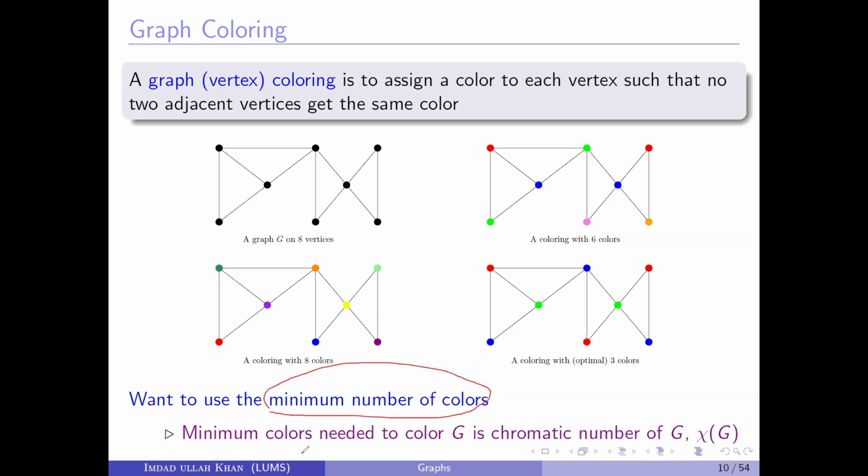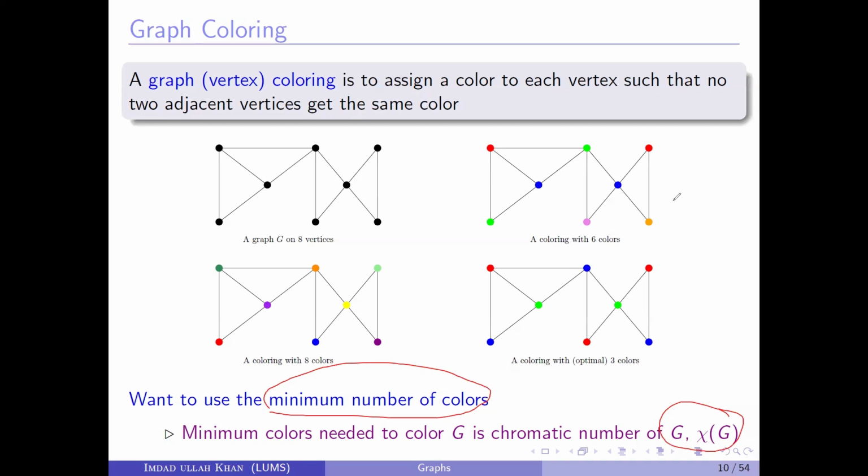This minimum number of colors required to color the graph is called the chromatic number of the graph. It is notated with the function chi of G, the chromatic number of G. If you focus on these four visualizations, we have a graph with 10 vertices. We color it using 6 colors.